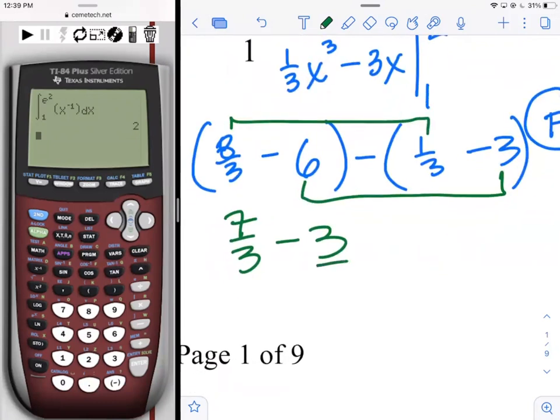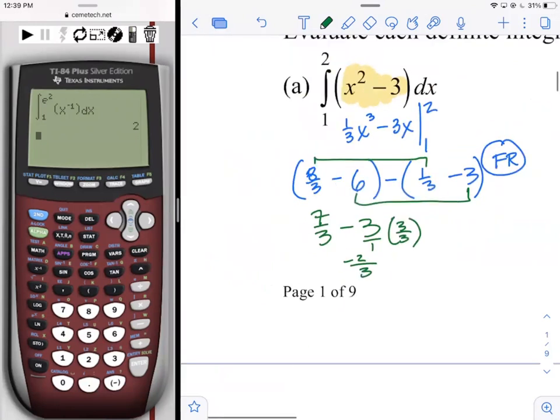Now I'll get a common denominator. I'll put it over 1 and multiply by 3 over 3. And so now I get 7 minus 9, right? Which is -2/3. And there's the multiple choice answer.